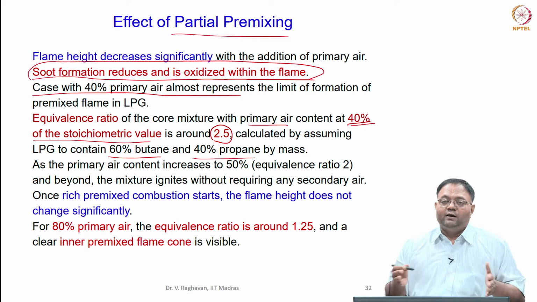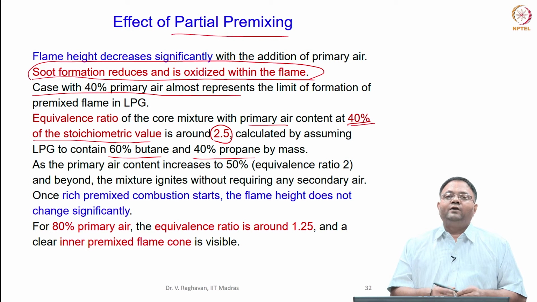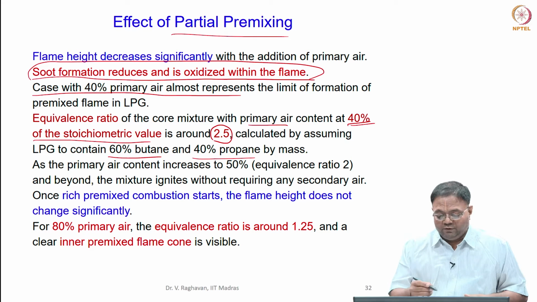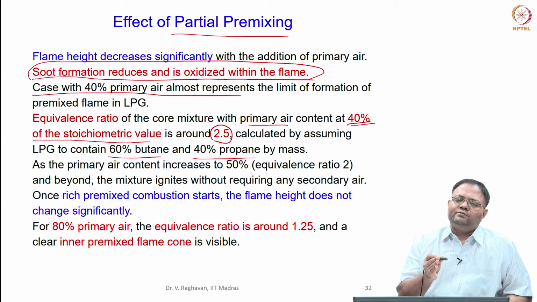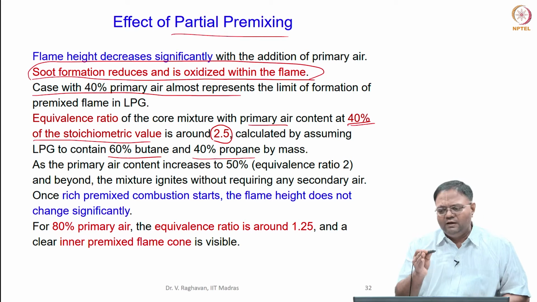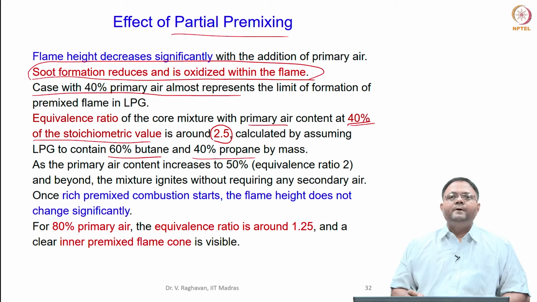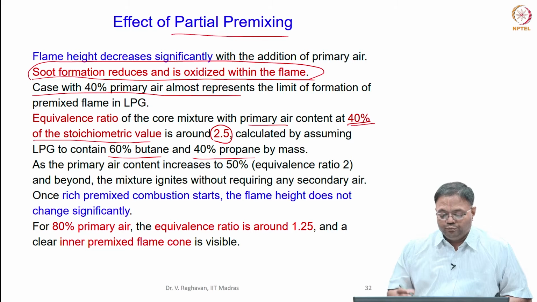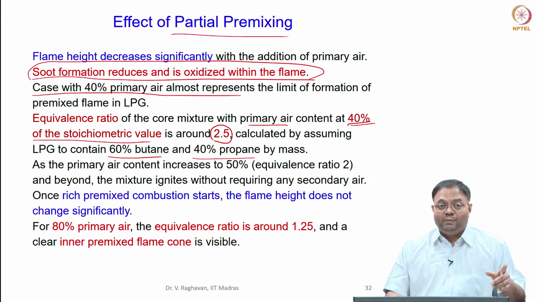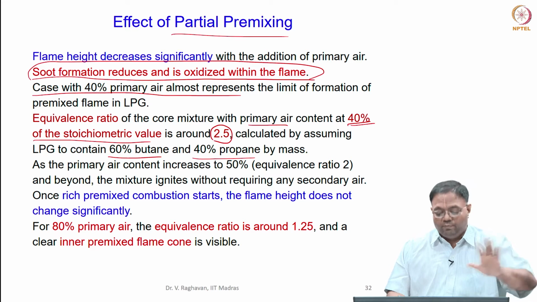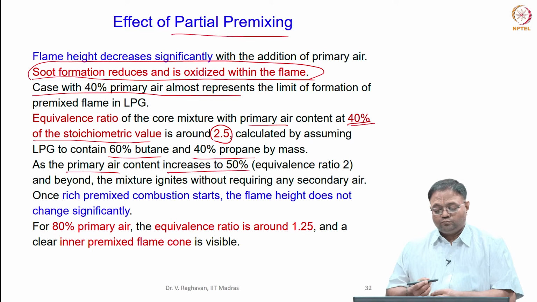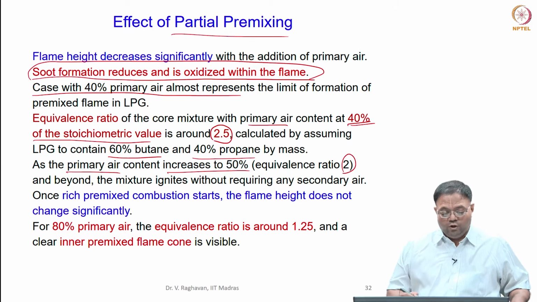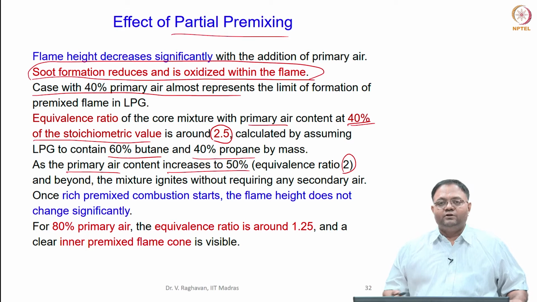So, for this combination of propane and butane, this is where it is just ignitable. If you slightly decrease the primary aeration, it will not ignite; slightly increase, it will ignite. So, this is the rich limit of this LPG for the primary fuel-air mixture to be flammable. Next, if the primary air content is increased to 50%, the equivalence ratio drops to 2, and you can see that the mixture will easily ignite without adding any more oxidizer.